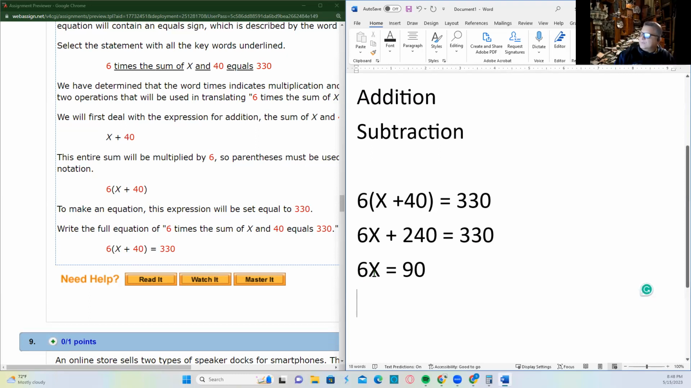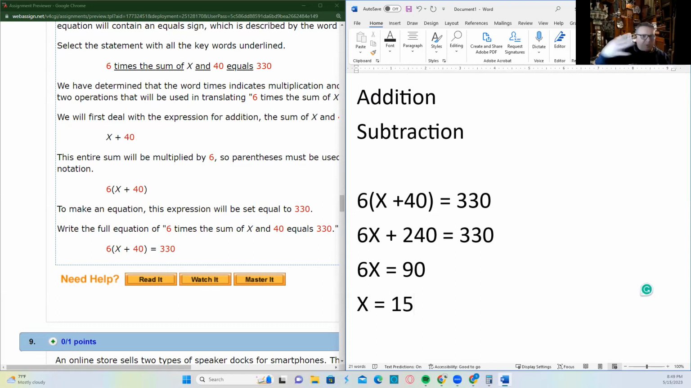They're multiplying, so we divide. I divide both sides by 6. Right? So 6x divided by 6 leaves you with just x. 90 divided by 6 leaves you with 15. So x is equal to 15.